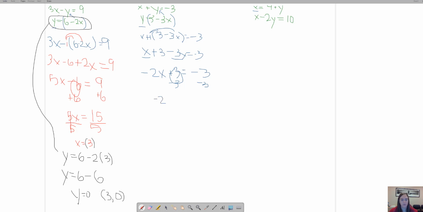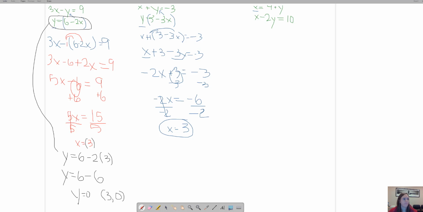So I'm going to have negative 2x equals negative 3 minus 3 is negative 6. And then I'm going to divide by negative 2. So negative 2 divided by negative 2 is 1. So x equals negative 6 divided by negative 2 would be a positive 3. Okay, so there's the first part of my answer.